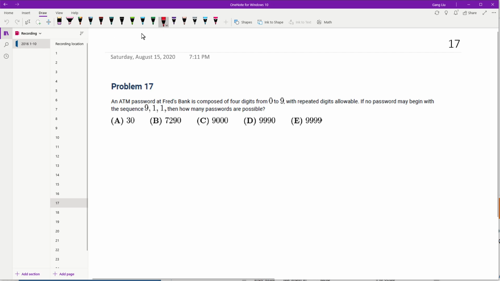And an ATM password at Fred's bank is composed of 4 digits from 0 to 9, with repeated digits allowable. If no password may begin with the sequence 911, how many passwords are possible? So the total number of choices is 10,000, because each digit I can choose from 0 to 9. That's 10 possible ways. I have 4 digits, so that's 10,000 ways.